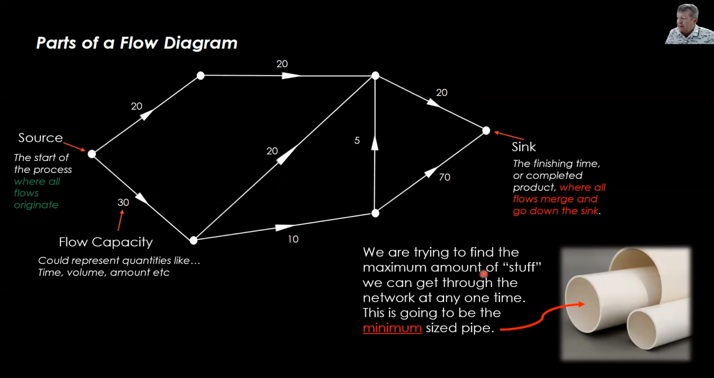So what we're trying to find is, as it says here, the maximum amount of stuff, whatever it is, time, volume, number of things, that we can get through the network at any one time. This is going to be the minimum sized pipe. Okay, let's get a little more mathsy.